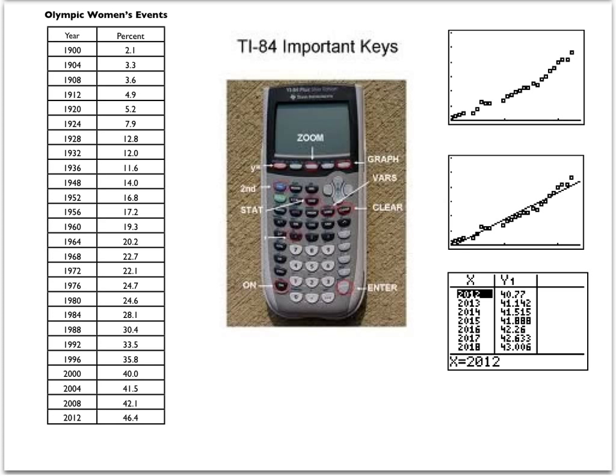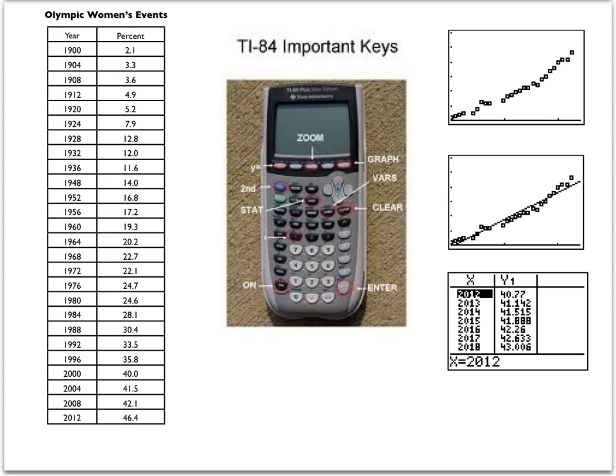And then another nice thing you can do is use this for prediction purposes. You can go to your table set, that second and window, and we'll show you how to do that in class a little bit. And then if you go to the table, which is second and graph, you get a nice table here. This shows in 2012 the predicted percent was 40.77. Notice that's a little bit less than what actually was. But it's going to be different because of all the data put together on this line of best fit.